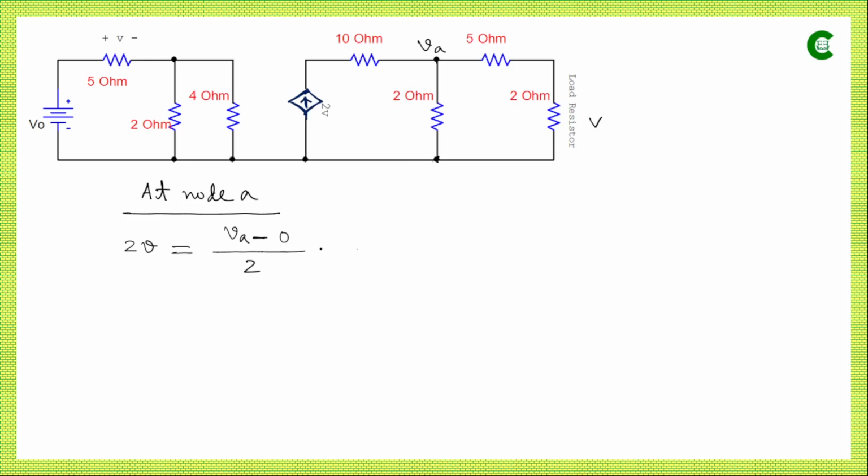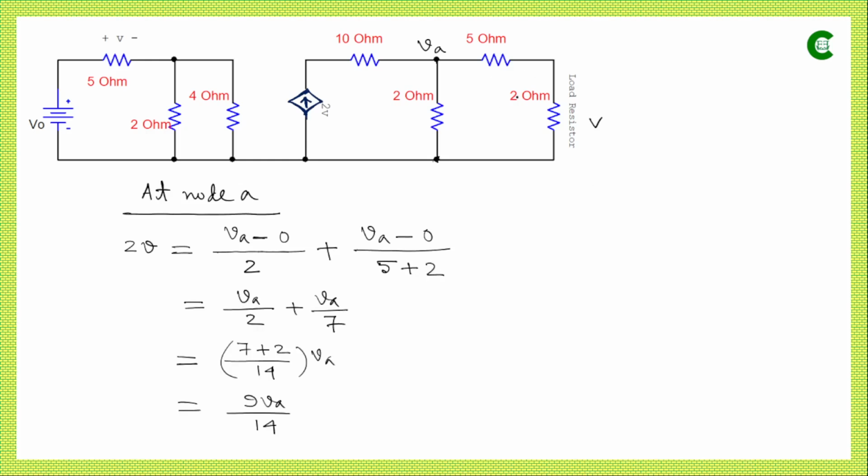So divided by 2, plus the current which is also leaving this node and is flowing through this branch. Here also the potential of this node VA minus the second node for this branch, that is minus 0, divided by the total resistance of this path. Now we can easily see that 5 ohm and 2 ohm resistors are connected in series, so their resistance values will be simply added. So it will be 5 plus 2.